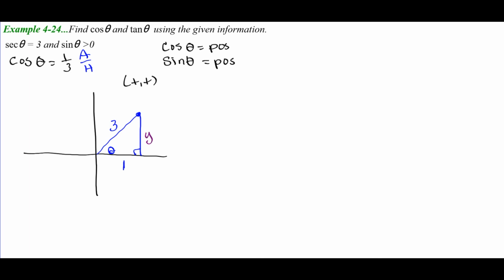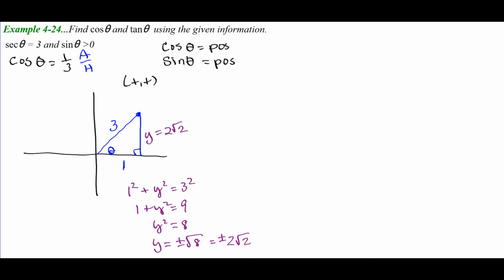So always when I'm finding that missing side, I'm going to use the Pythagorean theorem. So here I'm going to go 1 squared plus y squared equals 3 squared. So I end up with y is plus or minus 2 radical 2. If I come back to my quadrant, I'm in the first quadrant, I'm finding my y-coordinate, so I know it should be positive. So this is 2 radical 2.